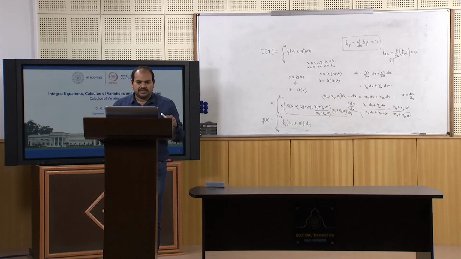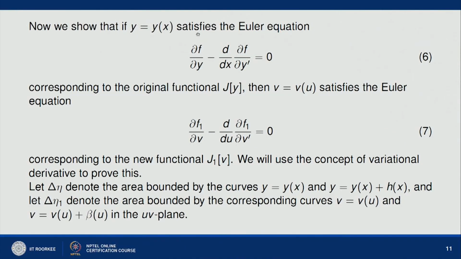So here we show that if y equal to y of x satisfies the Euler equation del f by del y minus d by dx of del f by del y dash is equal to 0, corresponding to the original functional j of y, then v of u satisfies the Euler equation corresponding to the new functional, that is del f1 by del v minus d by du of del f1 by del v dash is equal to 0, corresponding to the new functional j1 of v.